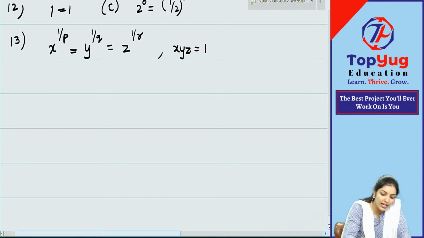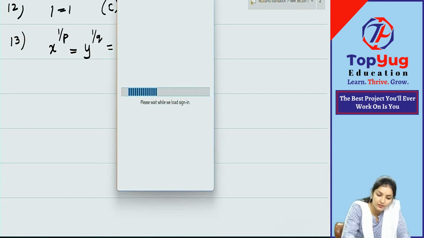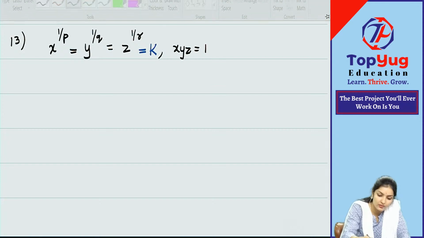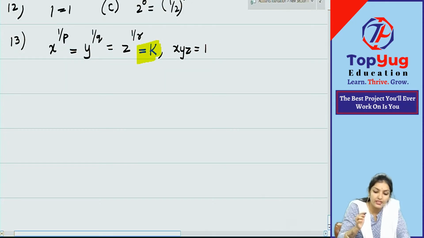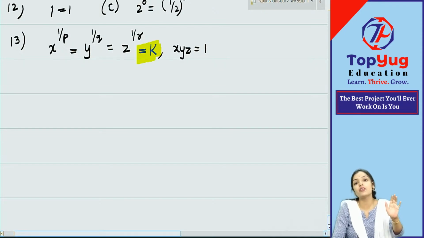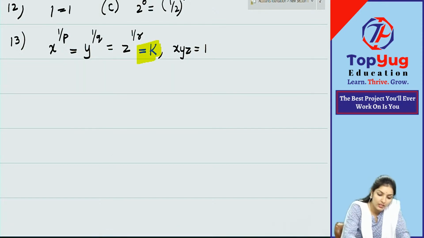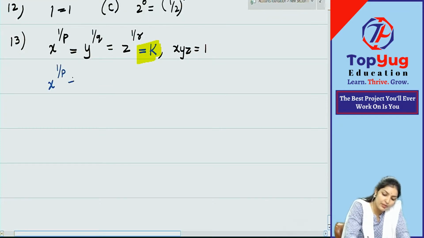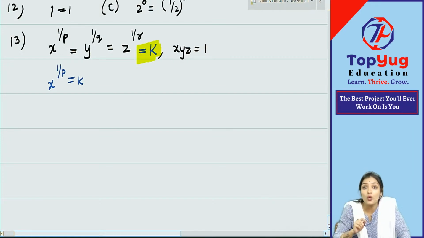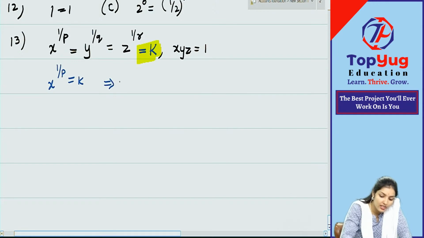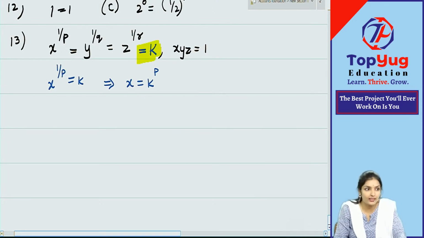Before I proceed further, I put this as k. I will just highlight this part. I am putting this as k. Meaning everything is equal to k. Now talking about this, can I write x to the power 1 by p is equal to k? And there is one law we have written. What is it? x is equal to k to the power p. I can write, right?